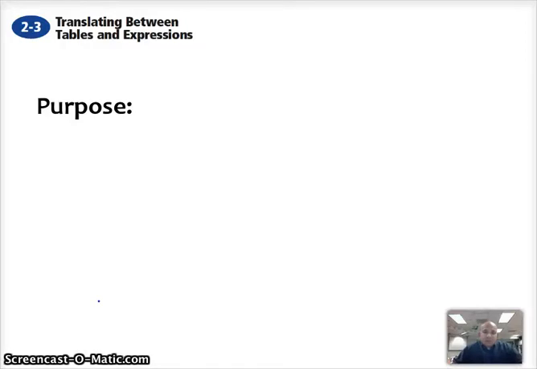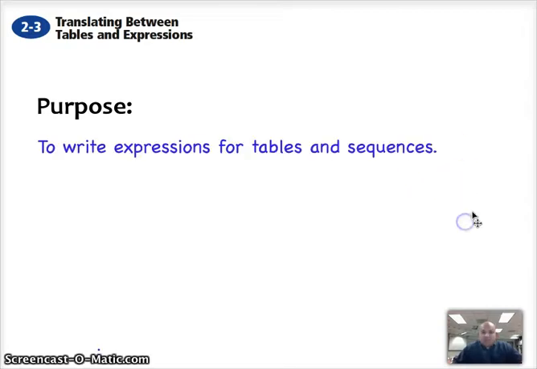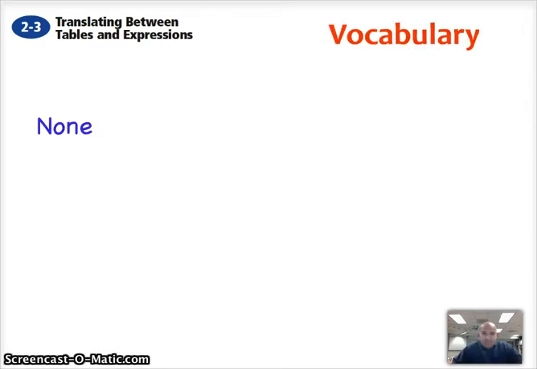We're going to translate between tables and expressions. In just this past lesson we talked about translating between words and math. Today it's between tables and expressions. The purpose for today is to write expressions for tables and sequences. There's no vocabulary for today. Let's go ahead and go to our first example.